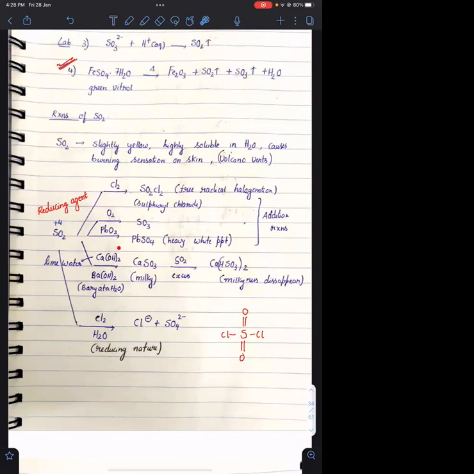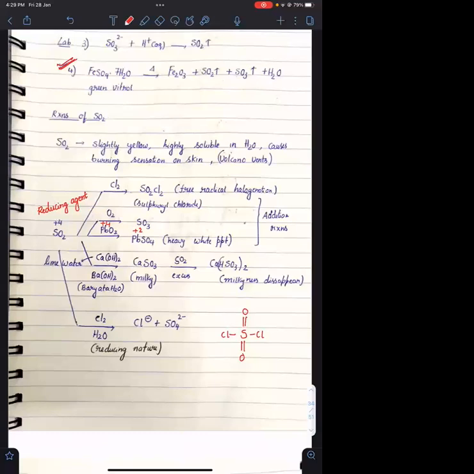SO2 with PbO2 converts into PbSO4, which is a heavy white precipitate. Again, the oxidation state of sulfur is +4 here and becomes +6 there, and the oxidation state of lead, which is +4, converted into +2, which shows the reducing behavior of SO2. Is that clear? Next, the test for SO2, just like the test for CO2.